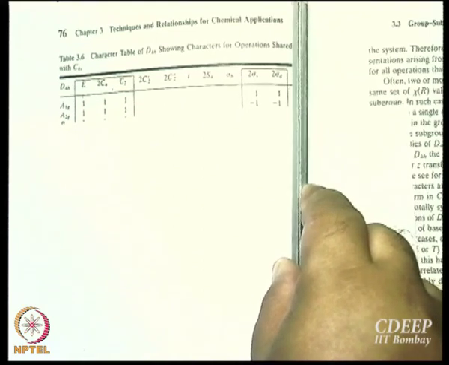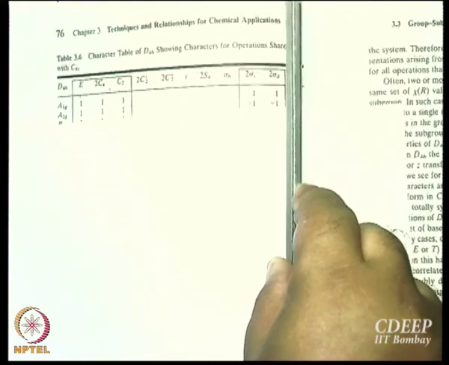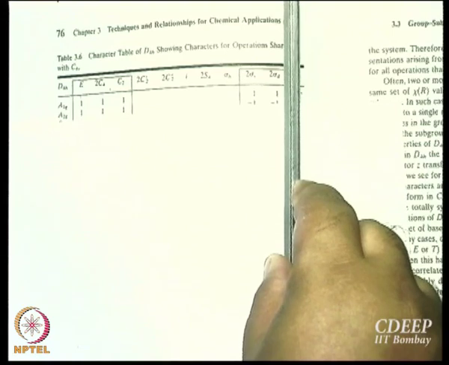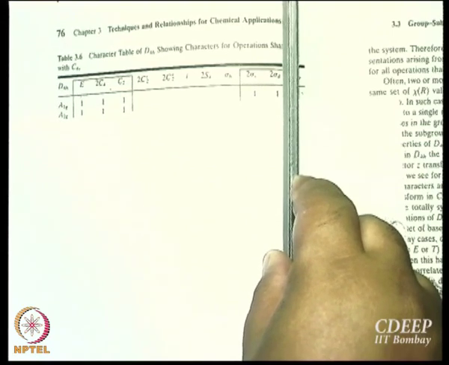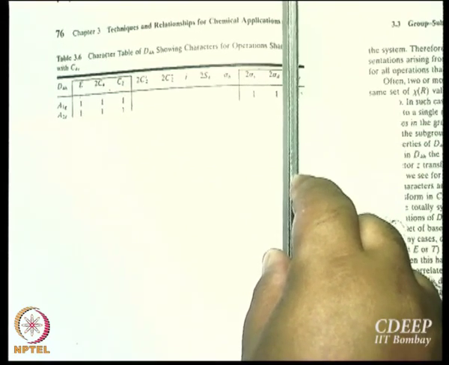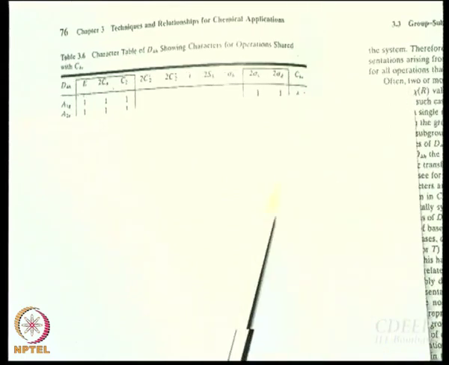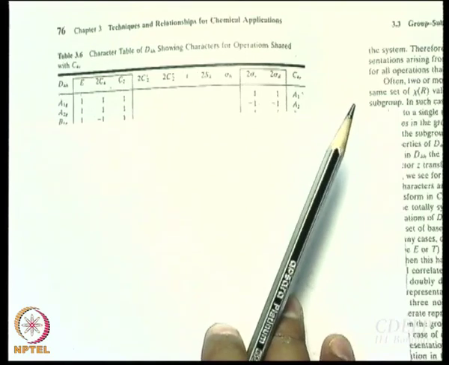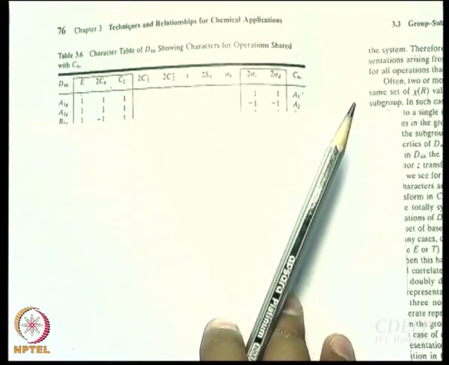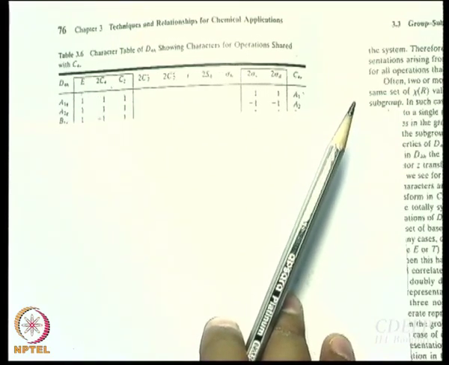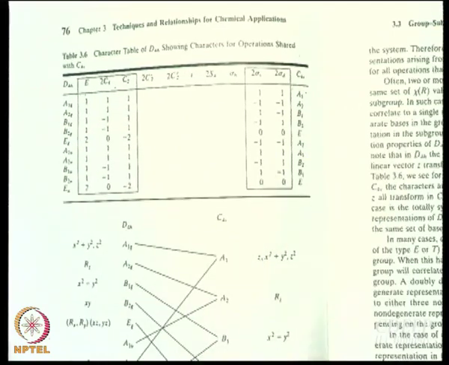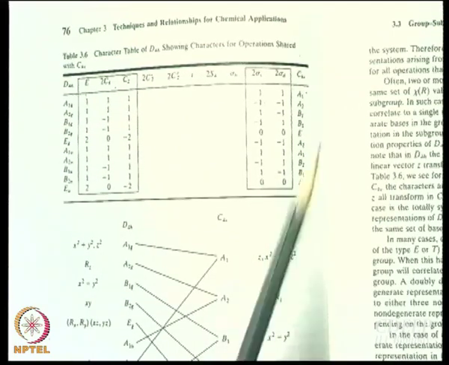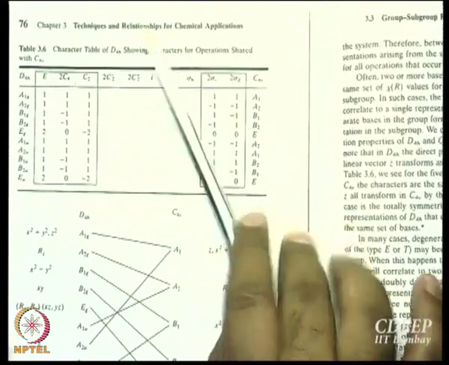1 1 1 minus 1 minus 1. You can work it out or not? For C4V, what will the symmetry species be? It's A2. Understand? So similarly, you can work it out for everything, and this is what transpires.